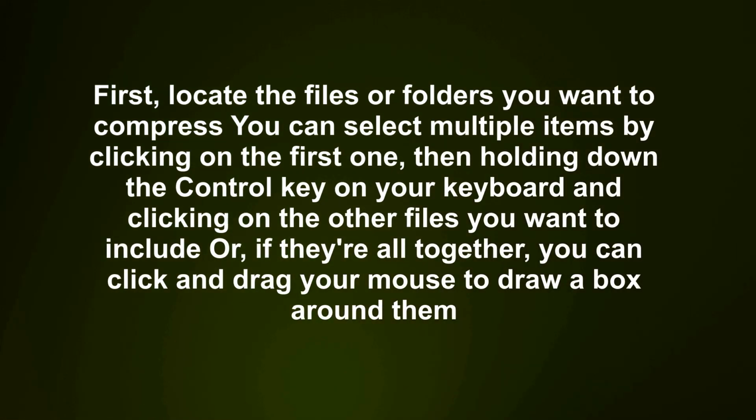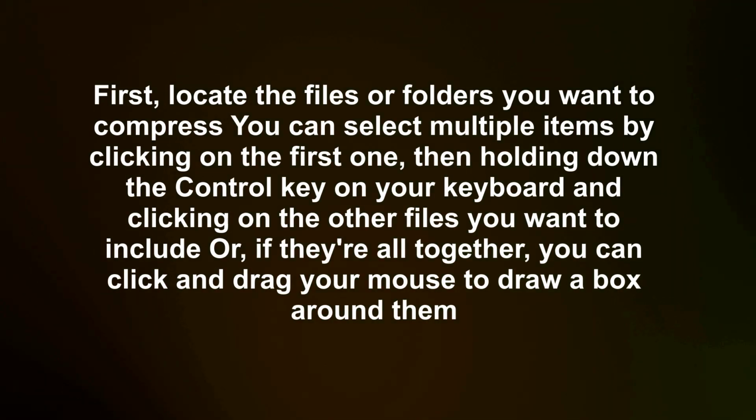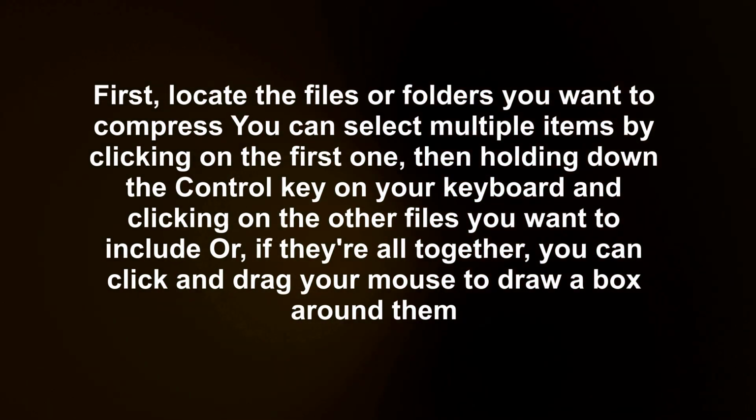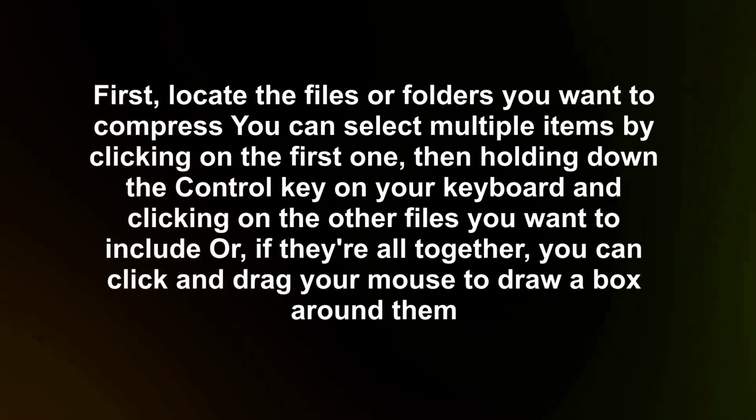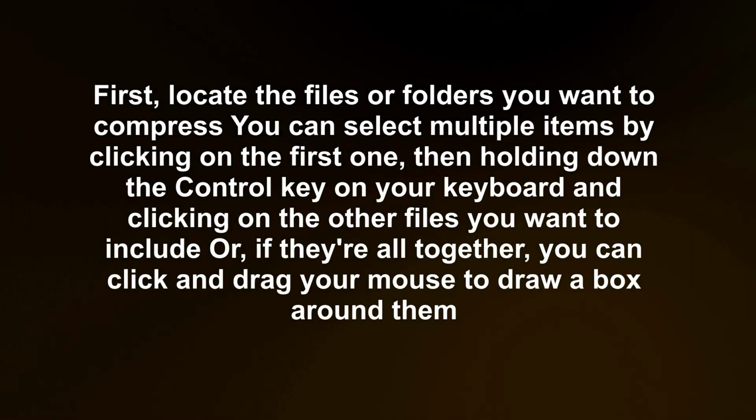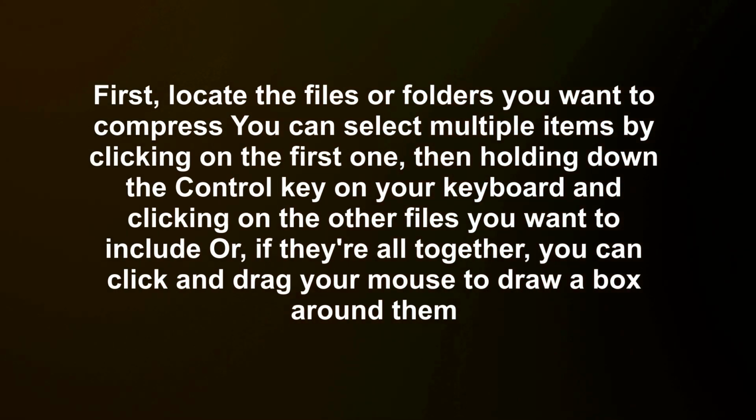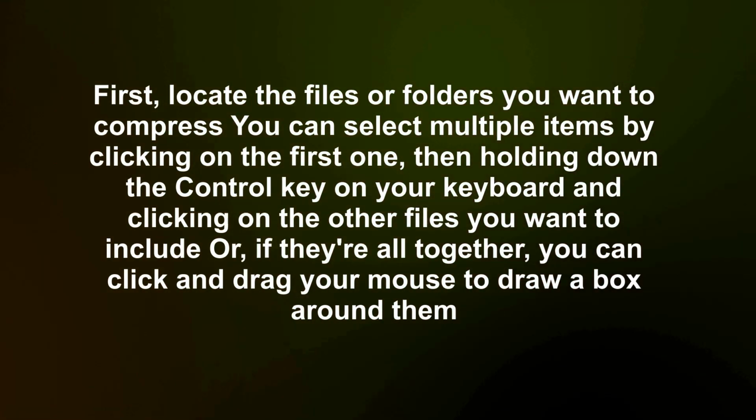First, locate the files or folders you want to compress. You can select multiple items by clicking on the first one, then holding down the Control key on your keyboard and clicking on the other files you want to include, or, if they're all together, you can click and drag your mouse to draw a box around them.